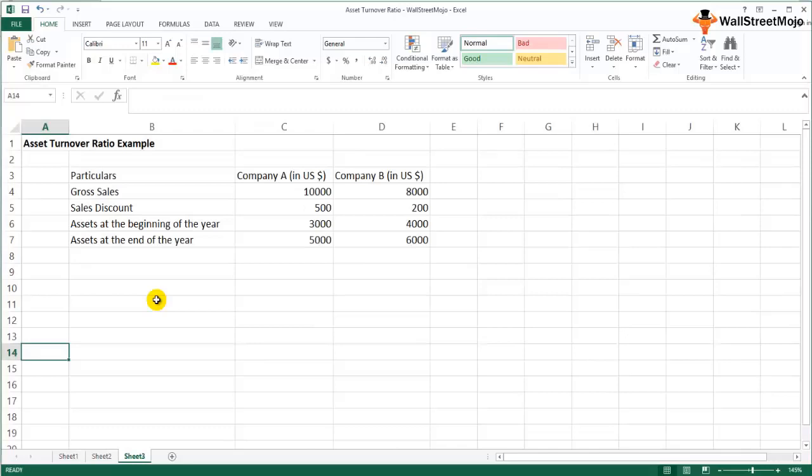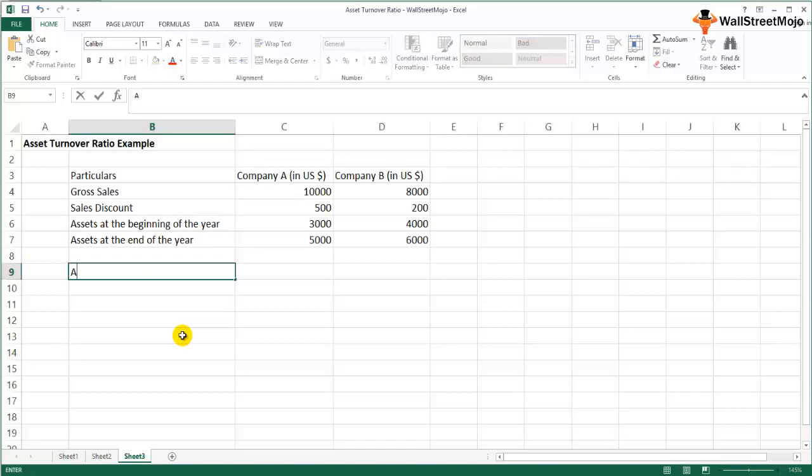All right. So let us now look at an asset turnover ratio example and see, if there are two companies which operate in the same sector, can we identify which one of the two is actually a better one from the asset turnover ratio point of view? Now, in this example, we are provided with the gross sales and the sales discount for company A as well as company B. We also have assets at the beginning of the year as well as at the end of the year.